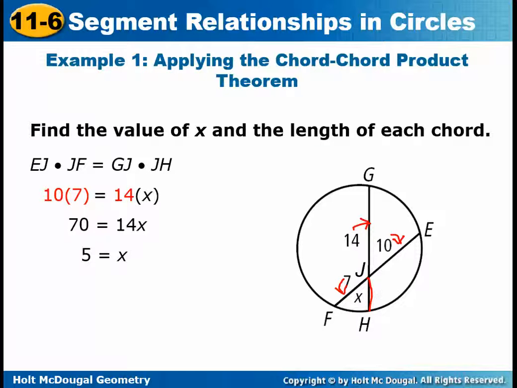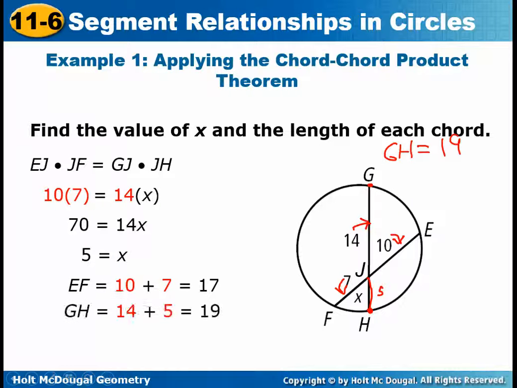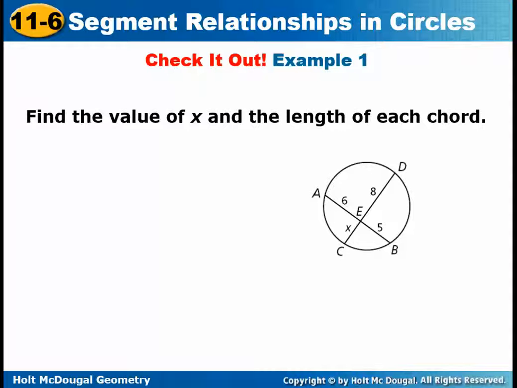So from J to H is 5. So the chord, remember chord goes from one point on the circle to another point on the circle. So chord GH is going to be 19, sorry. You have to add the two together. And then chord FE would be 17. So don't forget to do that last step of finding the lengths of the chords if you are asked to.